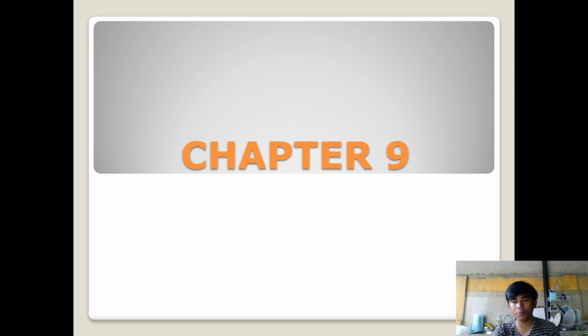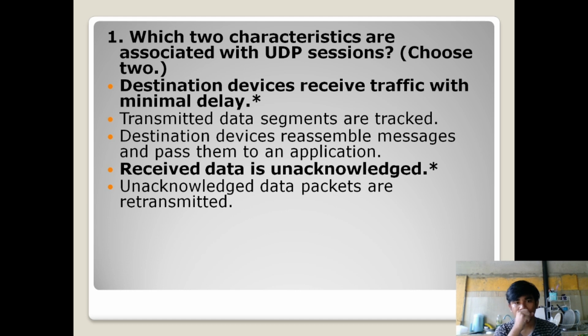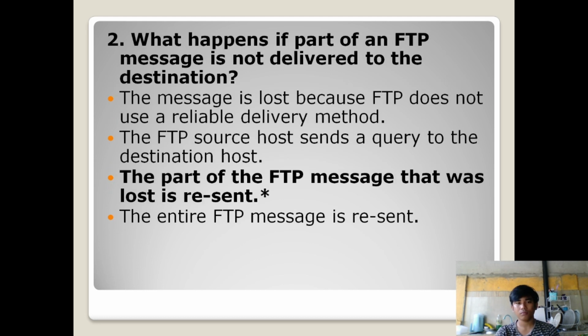So let's go to chapter 9. Which two characteristics are associated with a UDP session? Choose two. So my first answer in this question is destination devices receive traffic with minimal delay. Second is the received data is not acknowledged. What happens if part of an FTP message is not delivered to the destination? The part of the FTP message that was lost is re-sent.